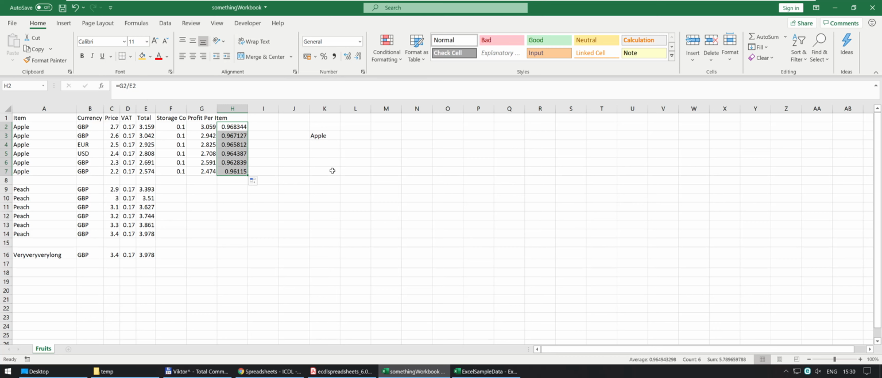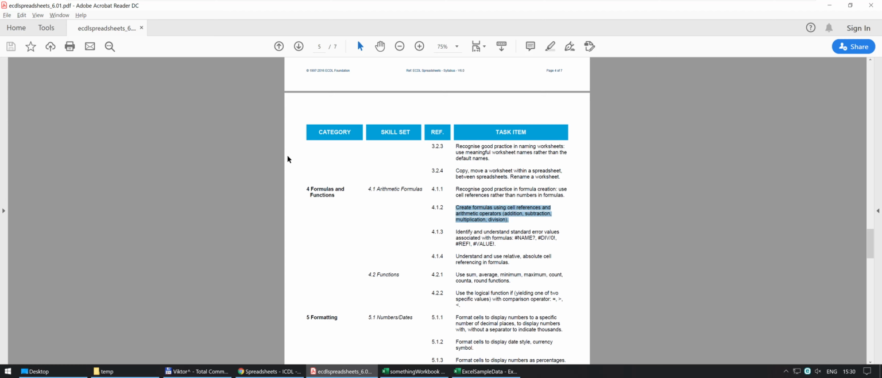There is more to it, there is something to the power of something, and you can do square roots and a few other ones, but for the time being we're not dealing with that.